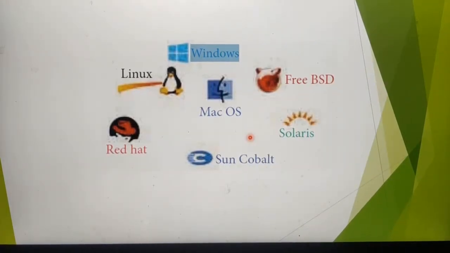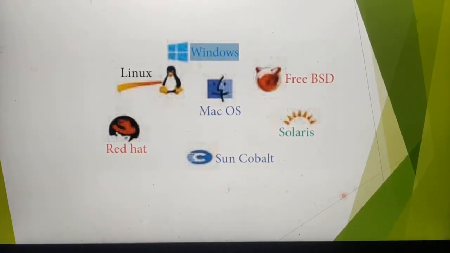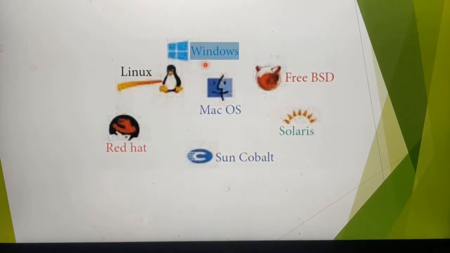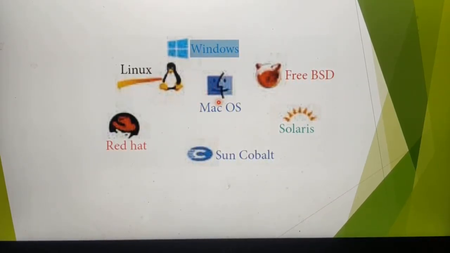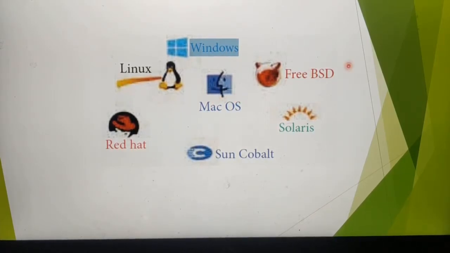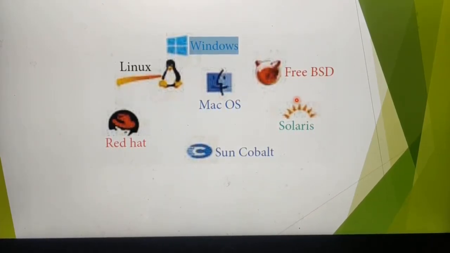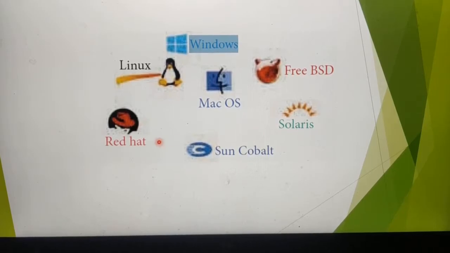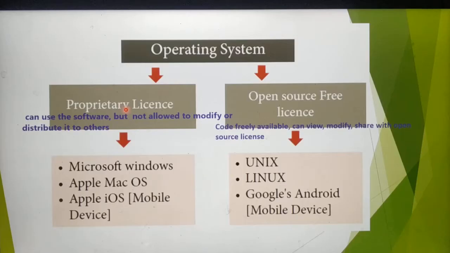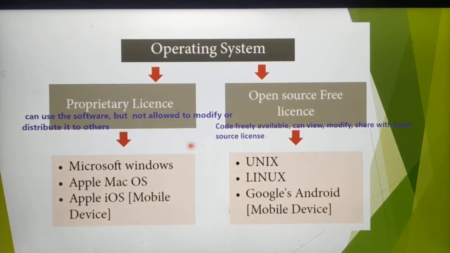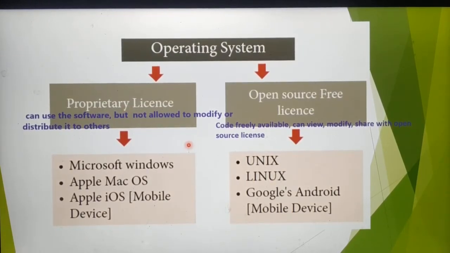Here are logos for some of the familiar operating systems: Windows operating system, Linux operating system, Macintosh, which is simply called Mac OS, FreeBSD operating system, Solaris, Sun Cobalt, Red Hat Linux. These are some logos for operating systems. Given here is the classification of operating systems based on availability.